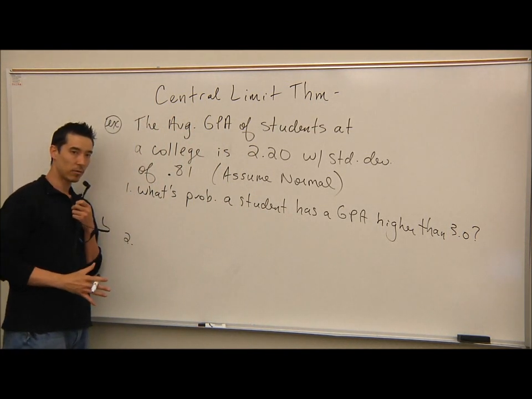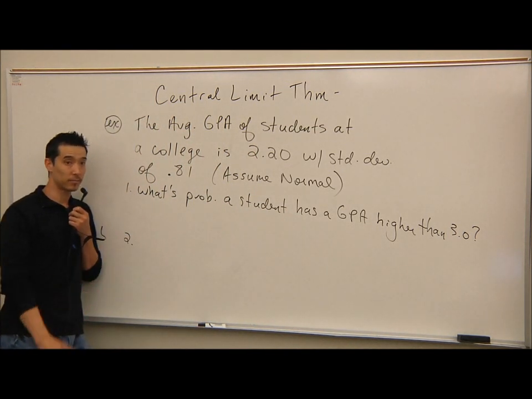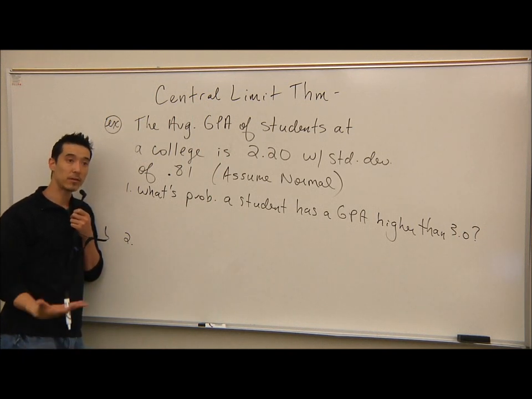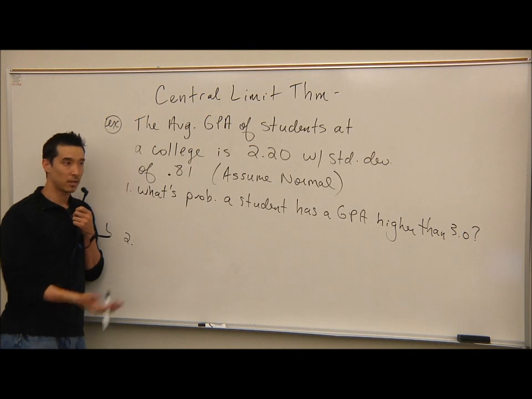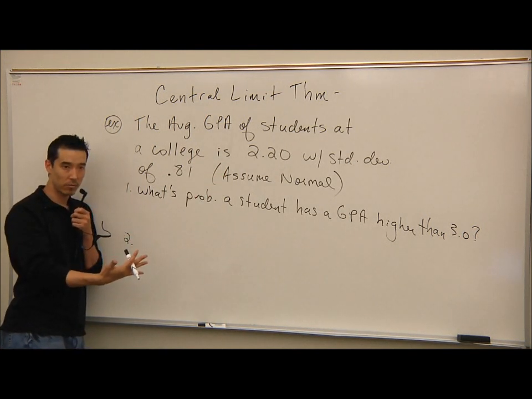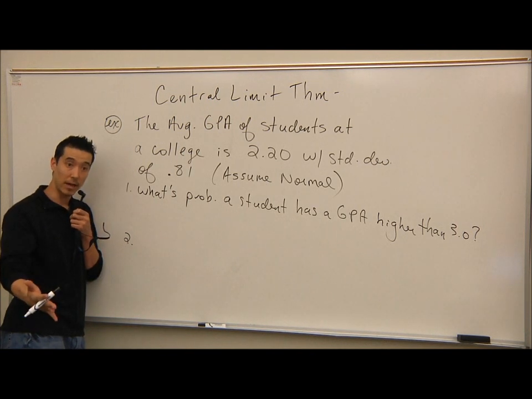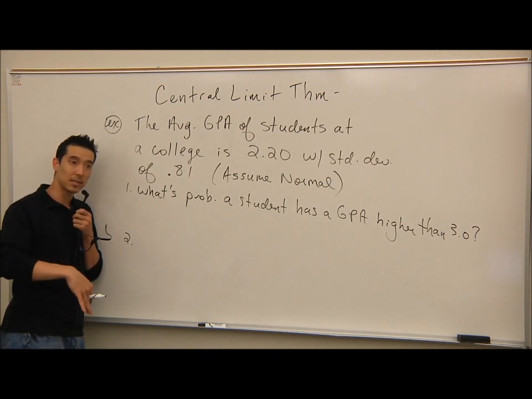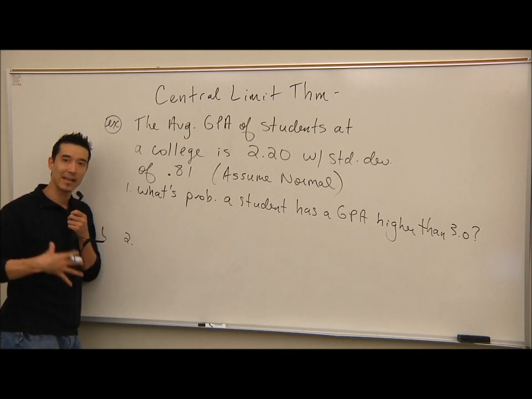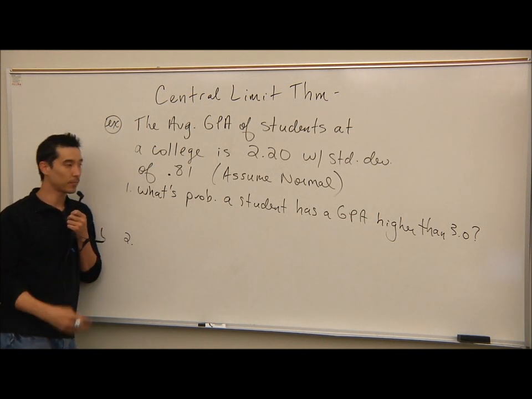Now talk me through how we would solve this problem. How would you solve this problem? It's exactly the same stuff we've been doing with regular normal distribution, right? You would draw a picture, the mean is 2.20, you go a little bit to the right where 3.0 is, and you want the area to the right of that. You transform that to a z standard normal distribution picture, figure out that area and look it up in your chart, and that would be the answer to this problem, okay?